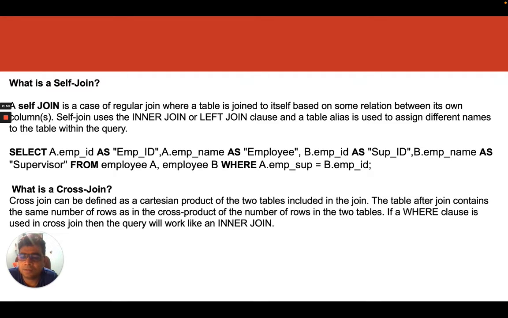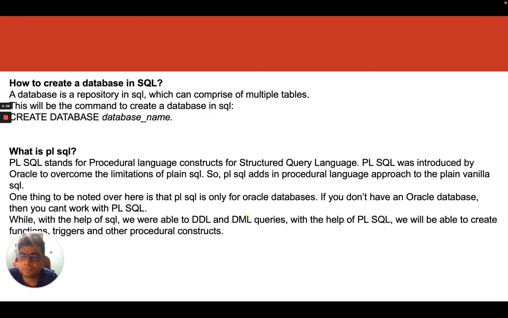What is cross join? After self join learning, let's see what is cross join. Cross join can be defined as a Cartesian product of the 2 tables included in the join. The table after join contains the same number of rows as in the cross product of the number of rows in the 2 tables. If a where clause is used in the cross join, then the query will work like an inner join.